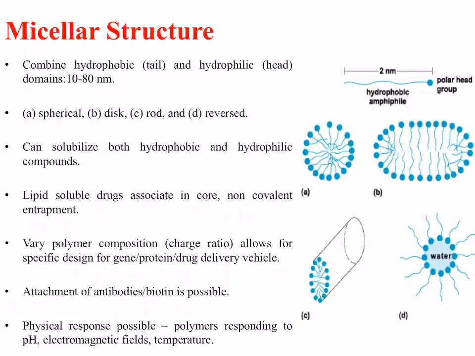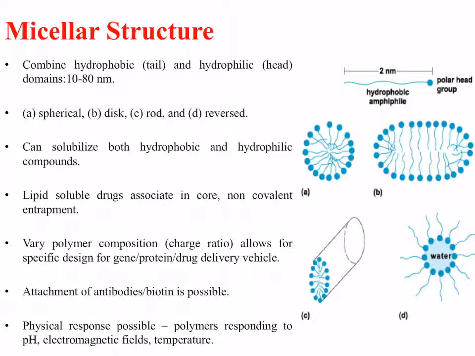As shown in the diagram on the right, they can be spherical or disc-shaped like a rod, or in some cases they can be reversed as well. Normally, with the hydrophobic tail and the hydrophilic head, it means it has a particular orientation when encapsulating drugs. However, that can be an advantage or disadvantage depending on what type of drug you're using, meaning it can solubilize both hydrophobic and hydrophilic compounds.